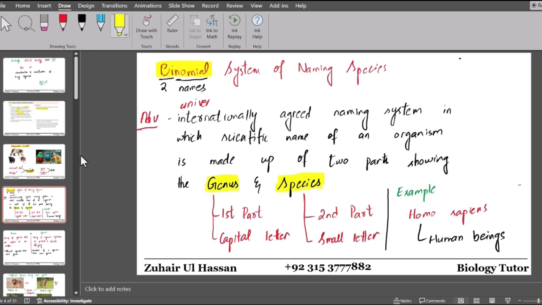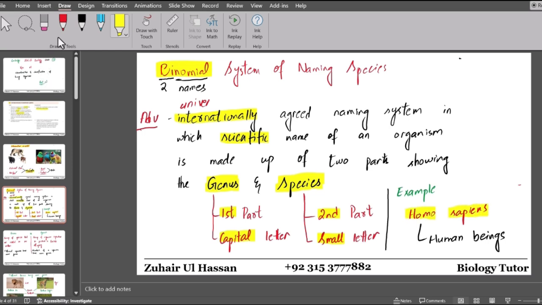If we talk about the description of the binomial system of naming species, it is an internationally agreed naming system in which the scientific name of an organism is made up of two parts, the genus and the species. Genus will always be the first part, species will always be the second part. Genus always starts with a capital letter, species always starts with a small letter. For example, there is a binomial name known as Homo sapiens.